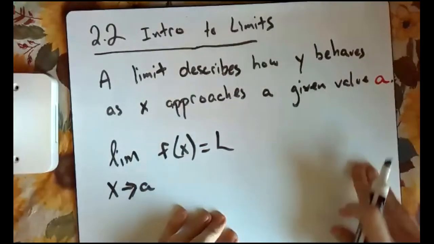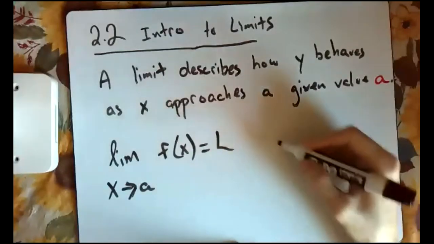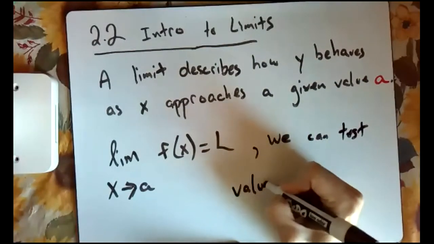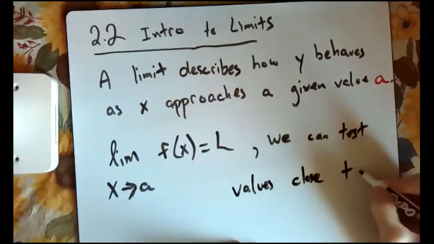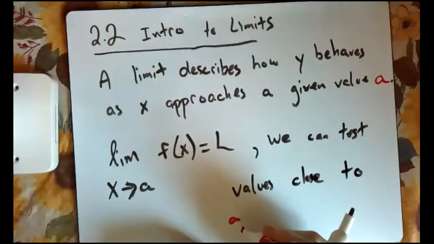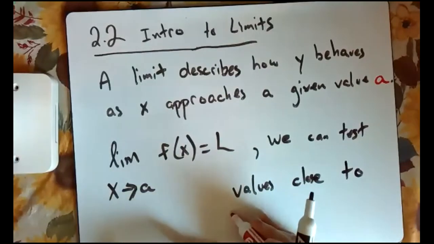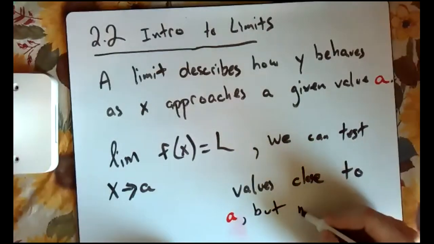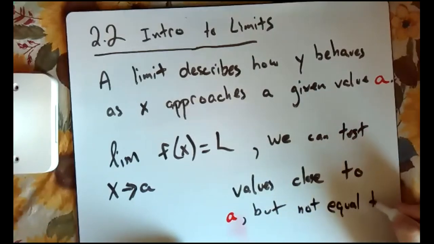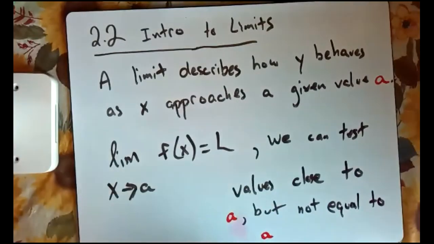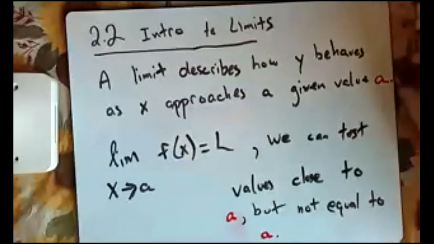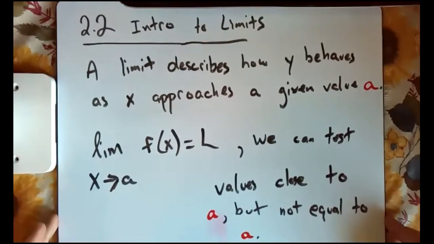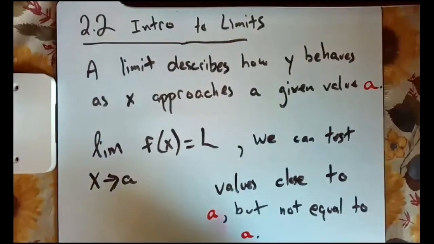So basically what you're doing before we start doing it algebraically is we test values close to a, but not equal to a. So how do we do that? Why do we do that?